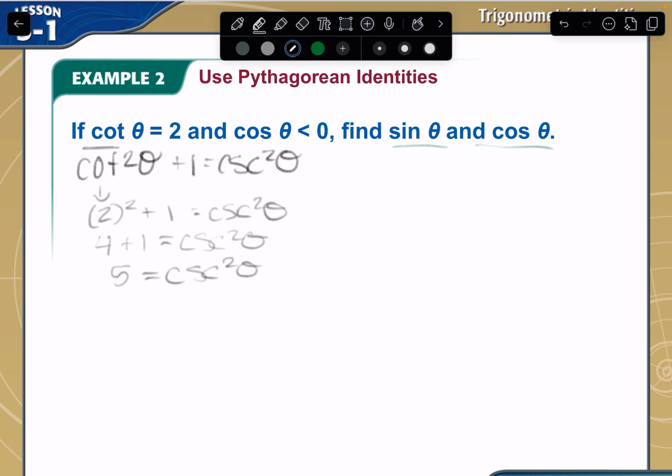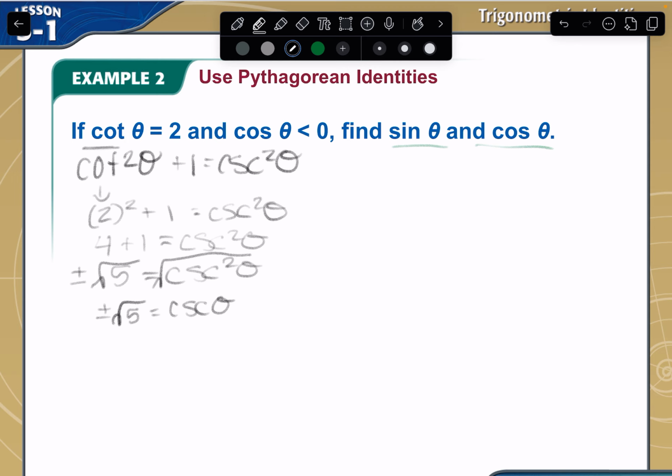It's asking me to find sine and cosine, and neither one of those is squared. So remember, if I have something that is squared, to get rid of it, I take the square root of both sides. When I do that, remember that you have to put your plus or minus in front of your number. So I would end up with plus or minus the square root of 5 is equal to cosecant. Again, that's my starting point. From here, you use whatever identities you need to find sine and cosine.